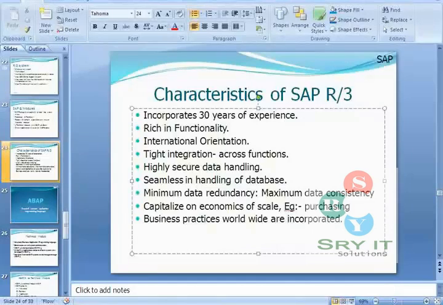So the business parties worldwide are incorporated, so we can do business worldwide by using SAP R3. These are the main characteristics that exist with SAP. That's the reason there is more client satisfaction, and people are utilizing it to run their business. All right. Any questions?